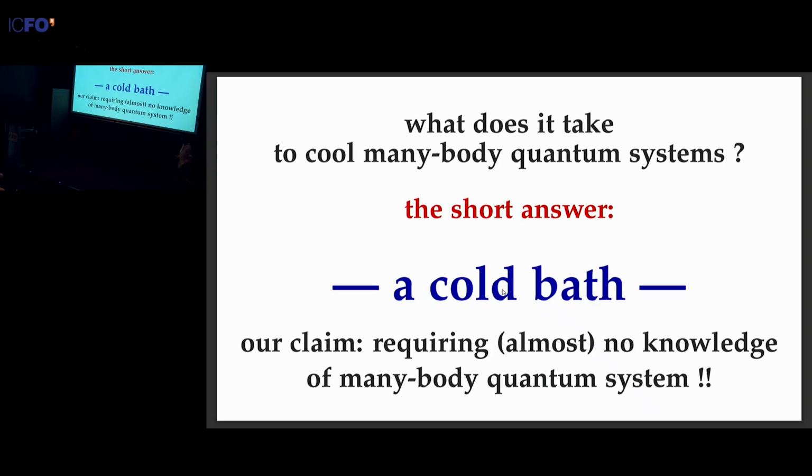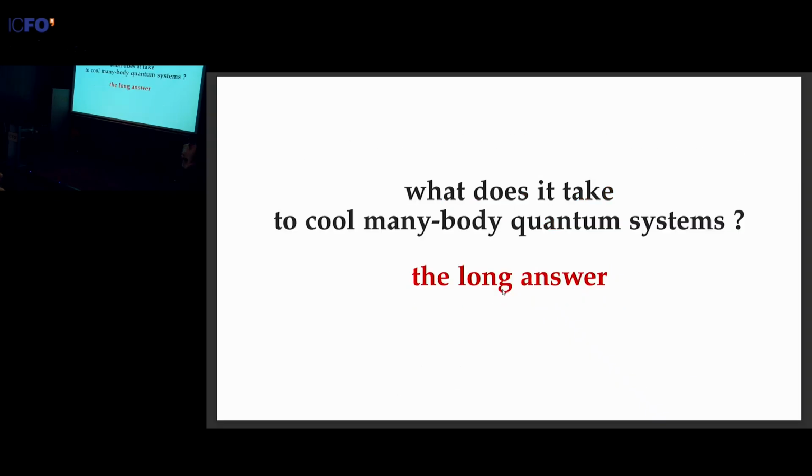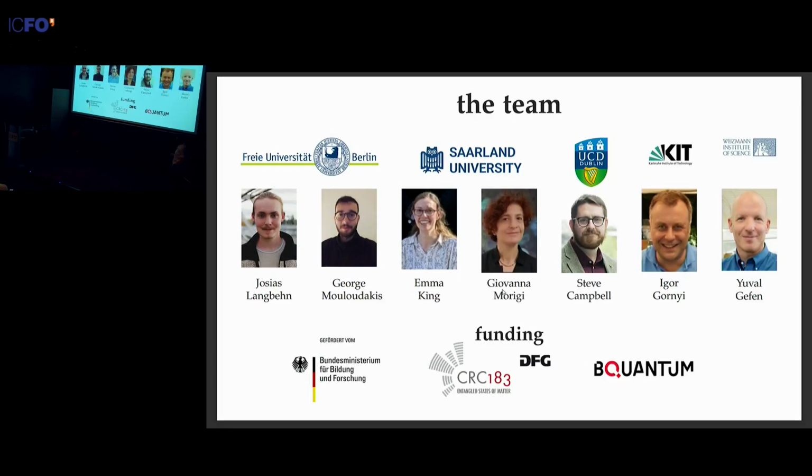And because this is non-trivial, I will give you the long answer in this talk. But before doing this, let me highlight the people who have contributed. So it's quite a large team. Josias Langbein just graduated a month ago from my group. George Mouloudakis is a postdoc in my group. Emma King is a student of my longtime, very dear collaborator, Giovanna Morigi. Steve Campbell was a visitor to Berlin 2 summers ago and has been actively involved ever since. And all of this grew out of quite heated discussions with 2 condensed matter colleagues, Igor Gorny and Yuval Geffen.